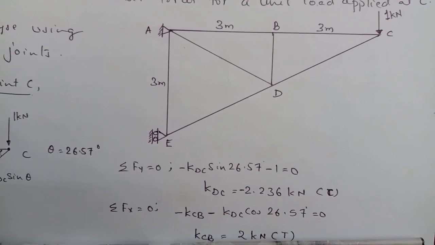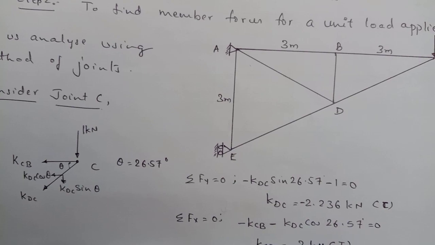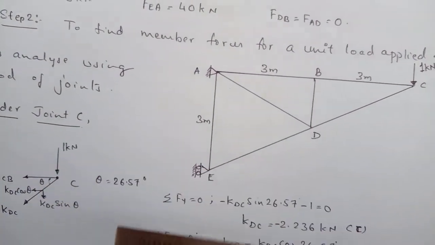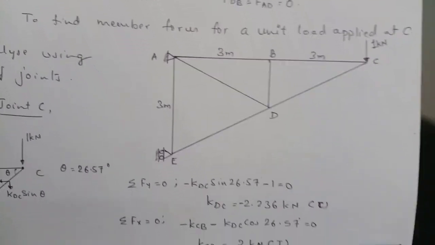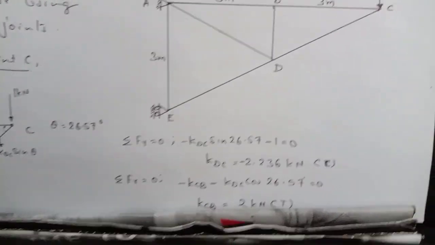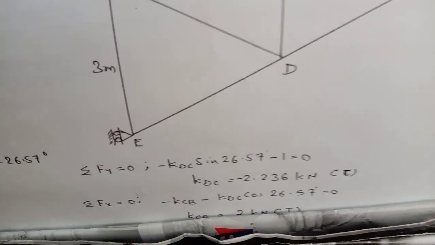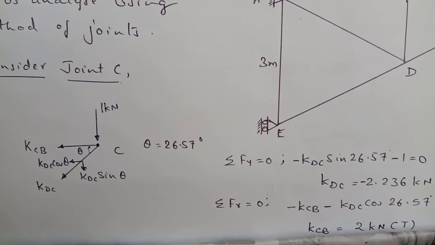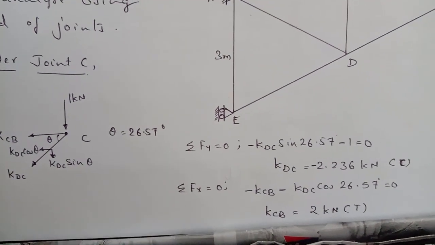Sigma Fy equal to 0. When I apply sigma Fy equal to 0, I get minus KDC sin theta minus 1 equal to 0. I get KDC equal to minus 2.236 kilonewton, which is a compression force. Now let us apply sigma Fx equal to 0. When I apply sigma Fx equal to 0 for the free body diagram, I get minus KCB minus KDC cos theta equal to 0, or KCB equal to 2 kilonewton, a tensile force.